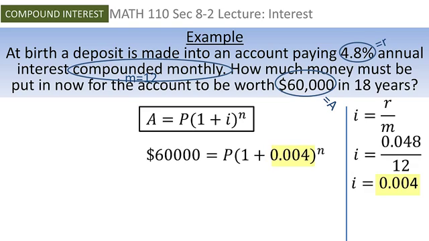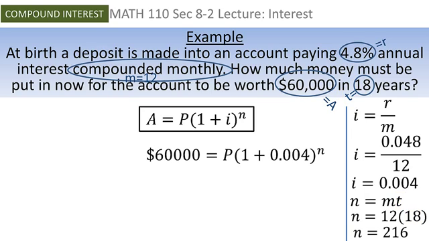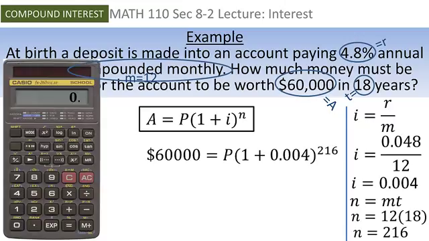And that can be plugged in. Now we need to know what little n is. And we know that's little m times little t. We've already decided that m is 12. And we know we're doing this for 18 years. So t is 18. And 12 times 18 is 216. So now we can put that in for n. And now it's a matter of doing the calculation.